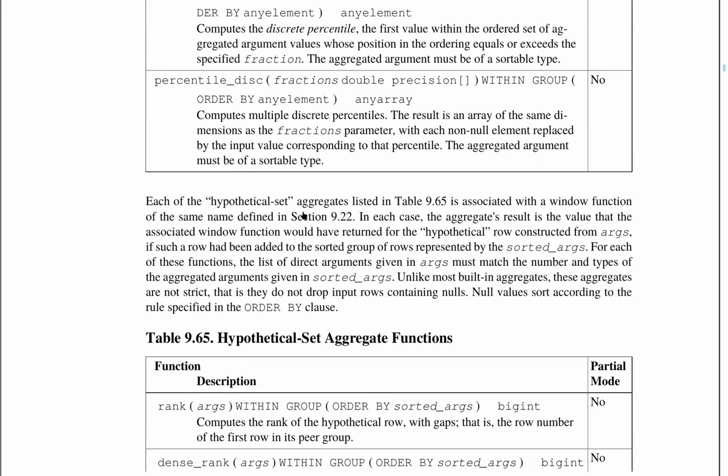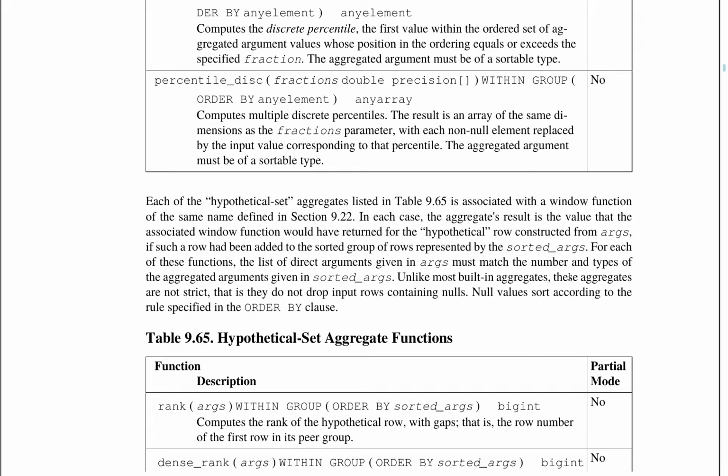Each of the hypothetical-set aggregates listed in the next table, that is 9.65, is associated with a window function of the same name defined in section 9.22. In each case, the aggregate's result is the value that the associated window function would have returned for the hypothetical row constructed from args, if such a row had been added to the sorted group of rows represented by the sorted_args. For each of these functions, the list of direct arguments given in args must match the number and types of the aggregated arguments given in sorted_args.